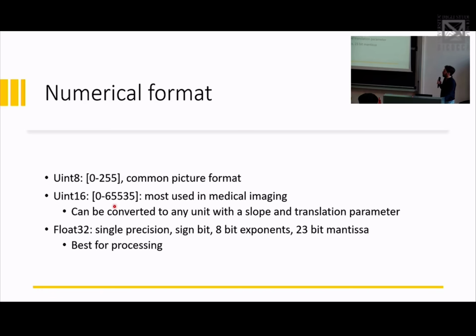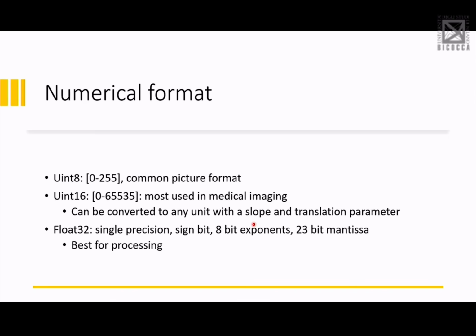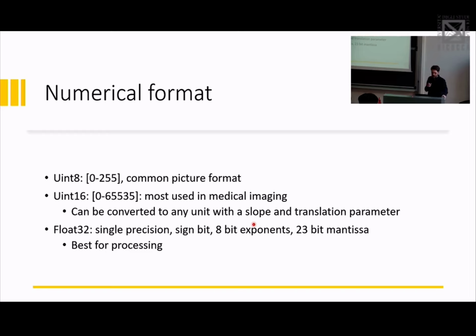This is the most commonly used format in medical imaging, because if you think about it, you can convert it to any scale. If you multiply by a slope factor and then eventually add a translation, you can divide the whole range of intensities with a very fine spacing, because you have 65,000 intervals, and you can convert it with a single scalar to any unit of measure that you might need.